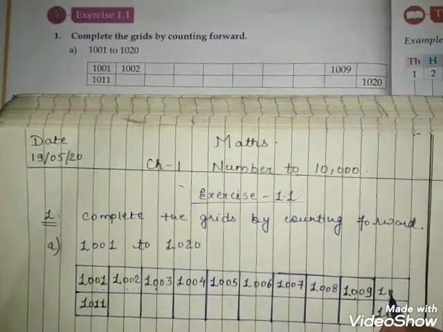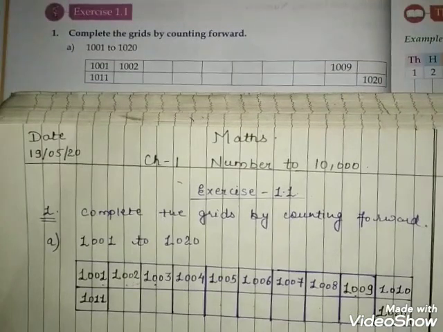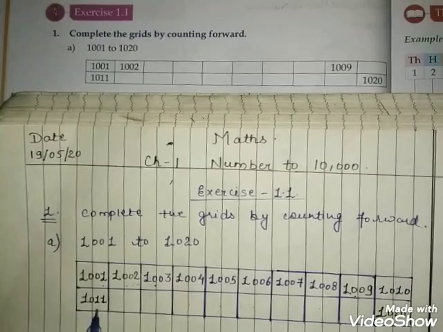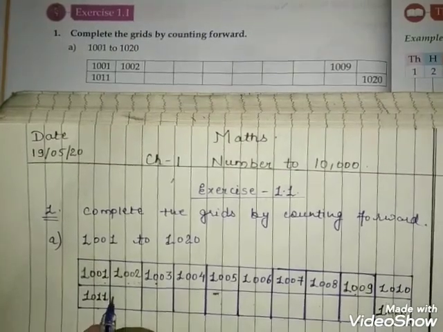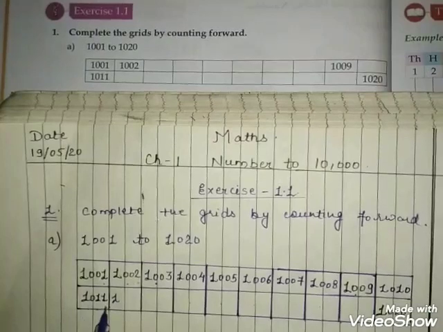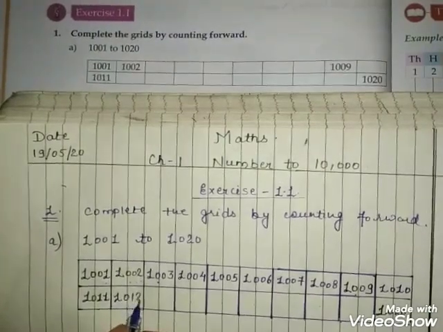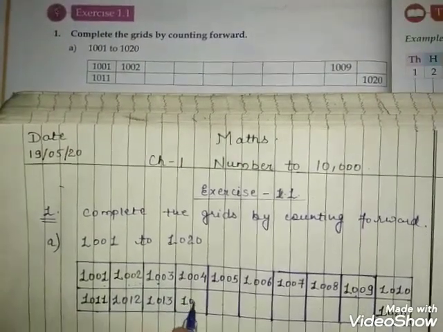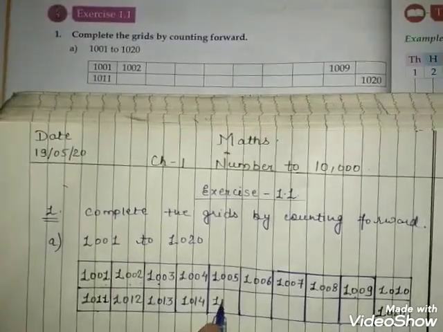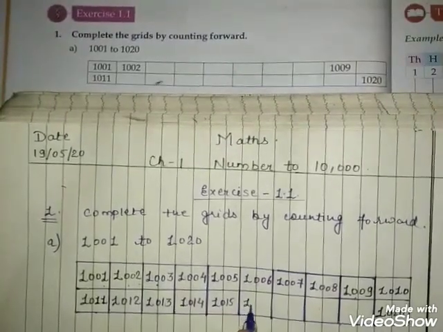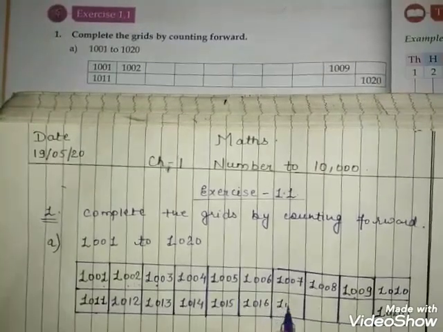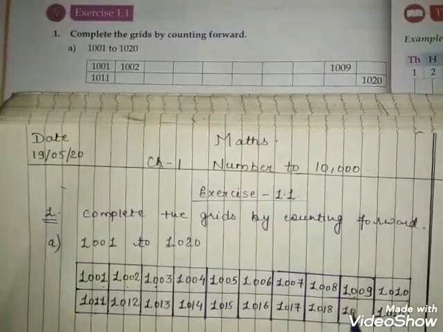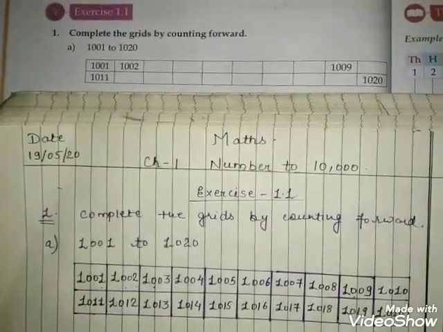Then it is 1010. As 1011 is already given here, now let us add 1 to it. It will become 1012. Then 1013. Then 1014. In the same way 1015. Then 1016 and 1017. Then 1018 and again 1019 and then 1020.